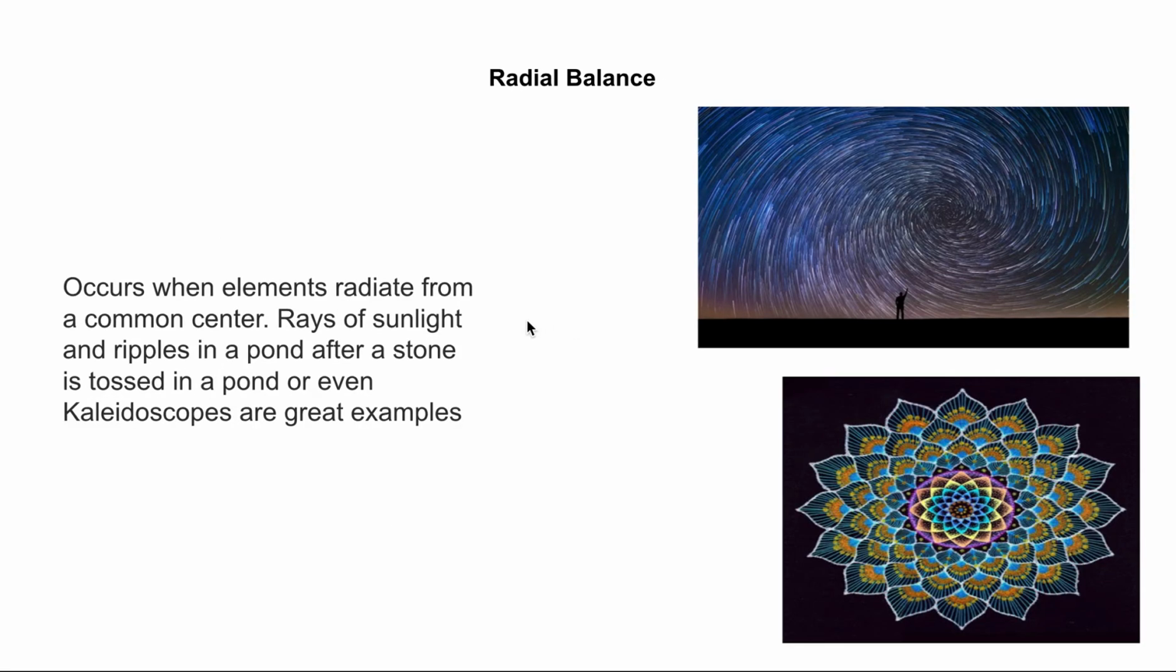Now we're going to look at radial balance. This occurs when elements radiate from a common center. For example, rays of sunlight and ripples in a pond after a stone is tossed, or even kaleidoscopes. For example, look at this kaleidoscope. We start in the middle, then we go out, and we see a repetitive pattern. This one, here's our focal point, and it just keeps going. It spreads and spreads and spreads, just kind of like when you're throwing a stone into a pond.